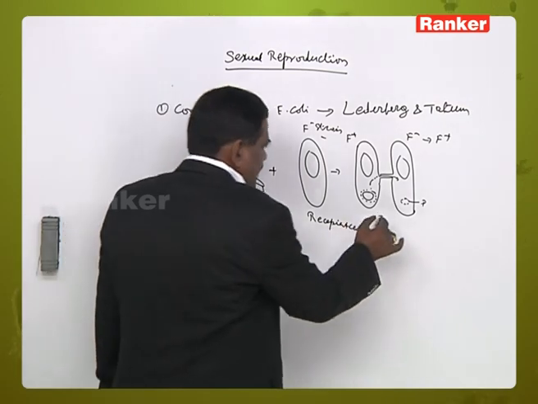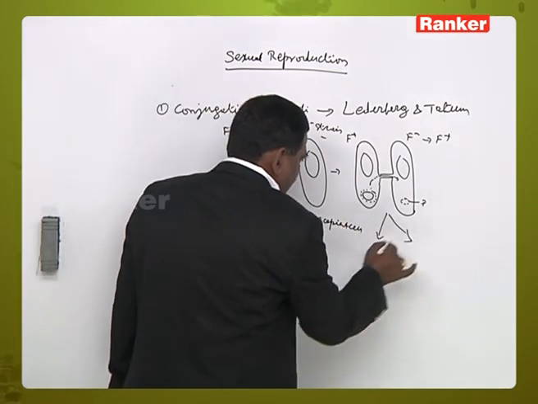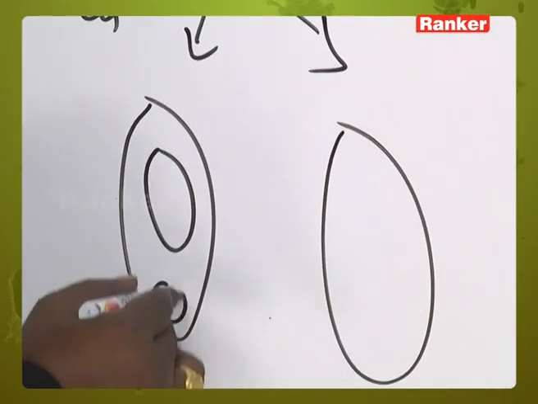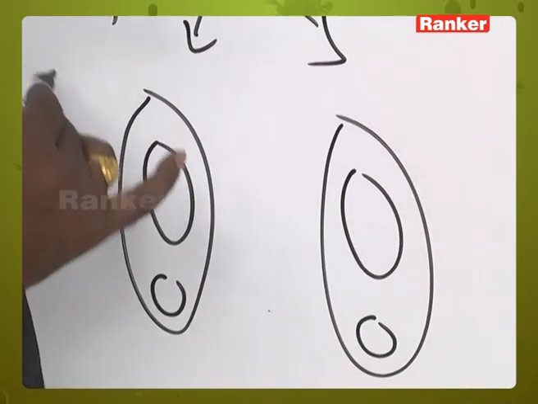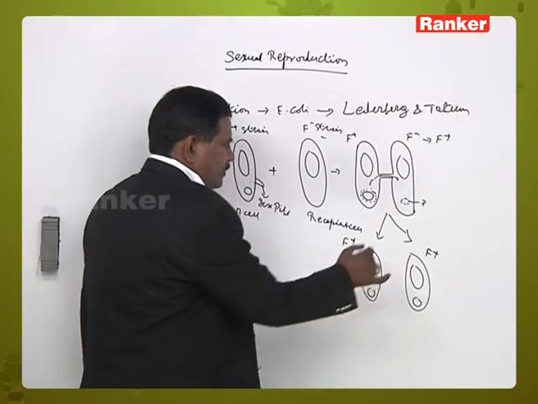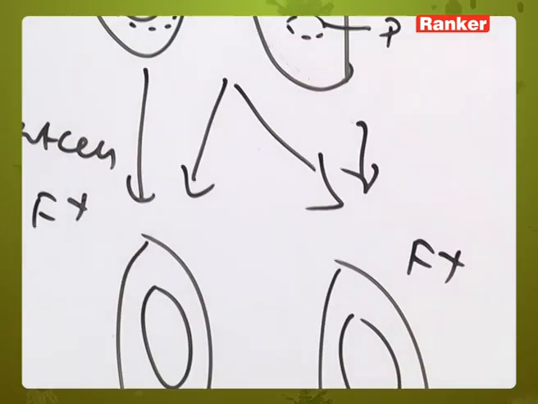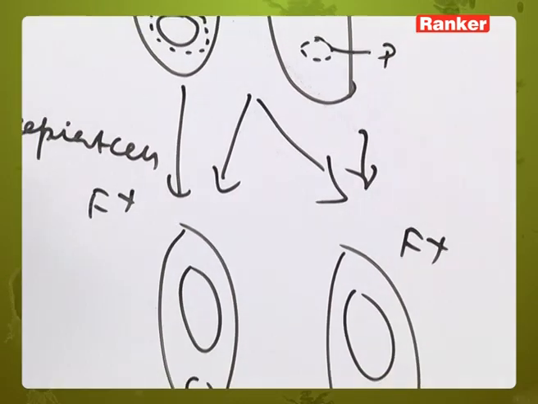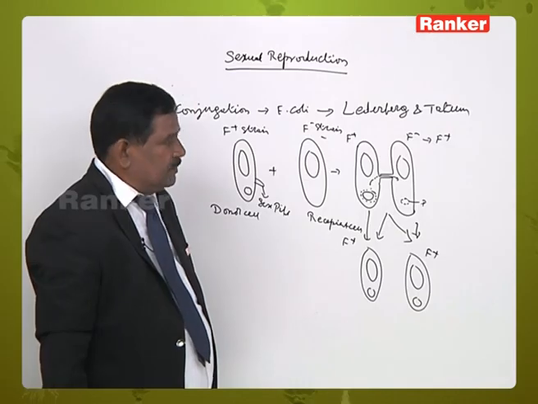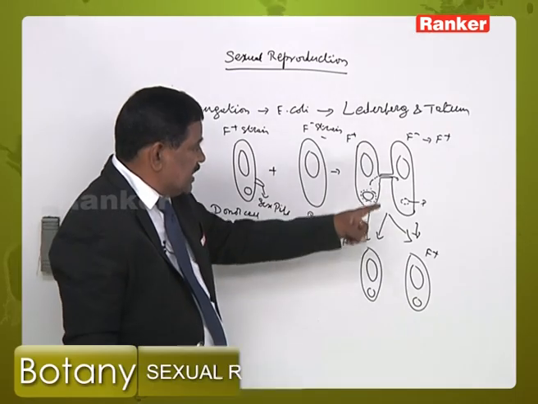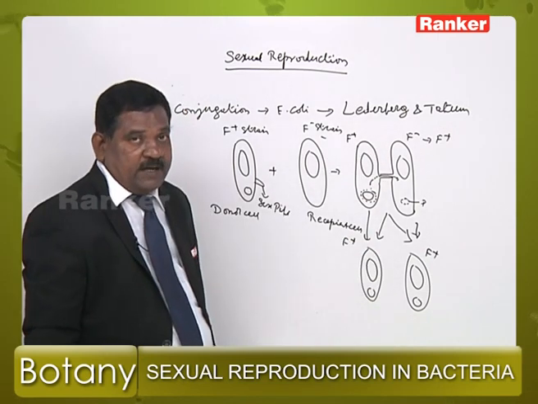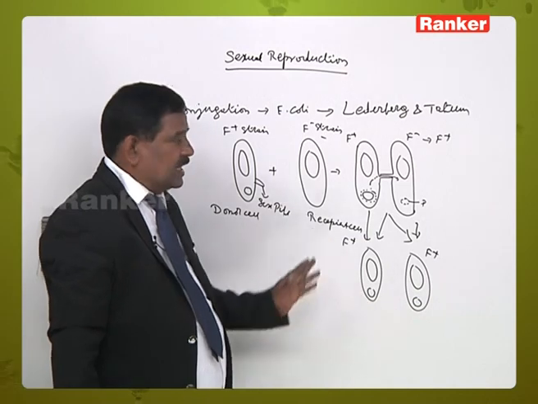After conjugation, the two bacteria separate from one another. Both contain the plasmid; both are F plus. In the F plus strain, there is no loss and no gain of DNA or plasmid. But the F minus receives the plasmid from the F plus, so the F minus strain becomes an F plus strain. So genetic recombination occurs; it receives new genes.